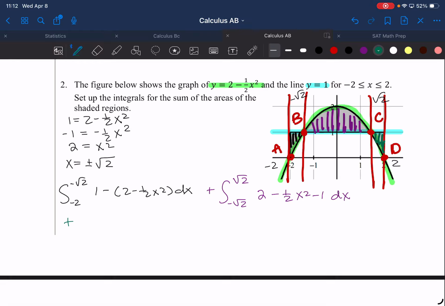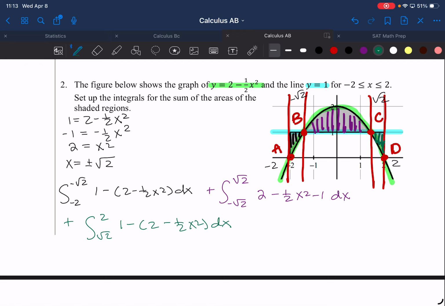So I'm going to do plus the integral from square root of 2 to 2. And then again, looking at from C to D, it's the top minus the bottom, so it's going to be the line minus the quadratic. So it's going to be 1 minus 2 minus 1/2 x squared dx.